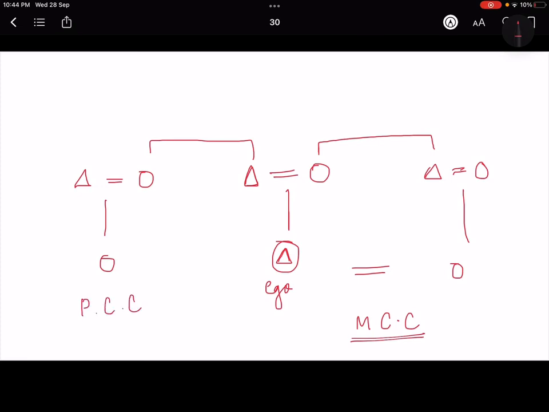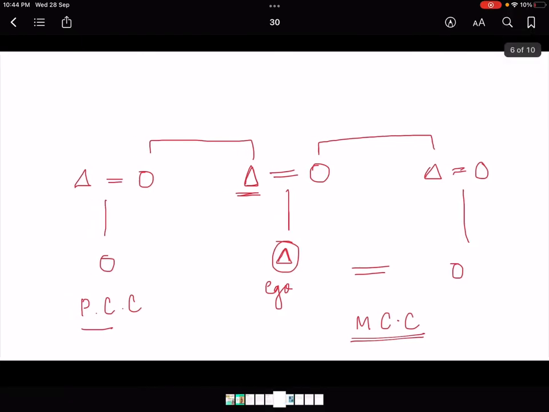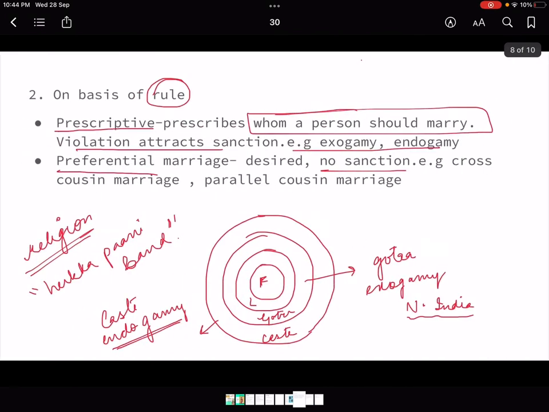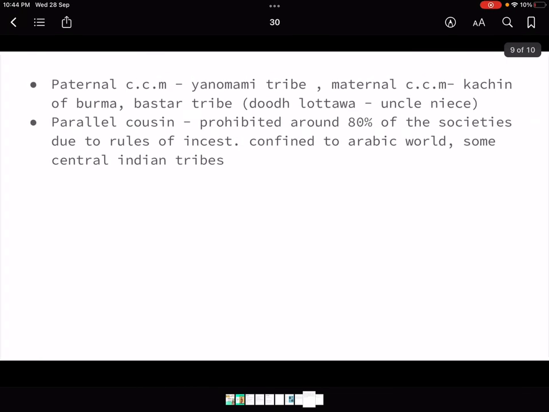क्रॉस कज़न क्या हो गया? क्योंकि अगर फादर है तो उसकी बहन की बेटी, और अगर मदर है तो उसकी भाई की बेटी. सो दैट इज़ क्रॉस कज़न. पैरेलल कज़न में क्या होता, मैं समझा दूंगी, रुक जाओ, पहले क्रॉस कज़न समझ लो, फिर मैं आपको पैरेलल कज़न भी समझा दूंगी, राइट? अच्छा, सो ये आपका मटर्नल पैटर्नल हो गया, राइट? अच्छा, सो प्रेफरेंशियल में ये क्रॉस कज़न और पैरेलल कज़न्स मैरिजेस आती हैं.